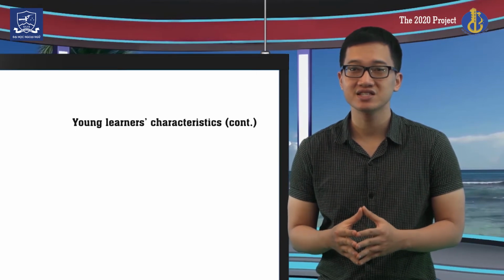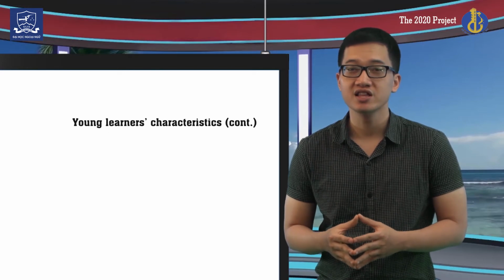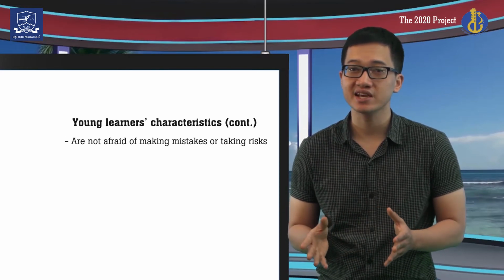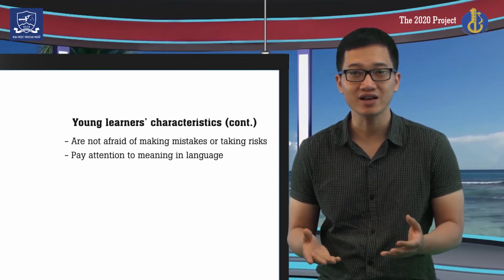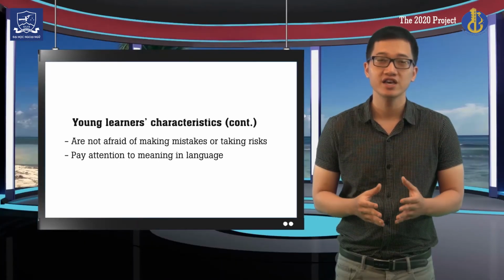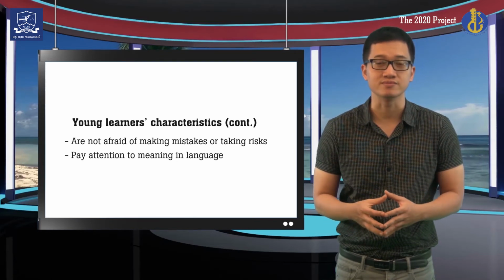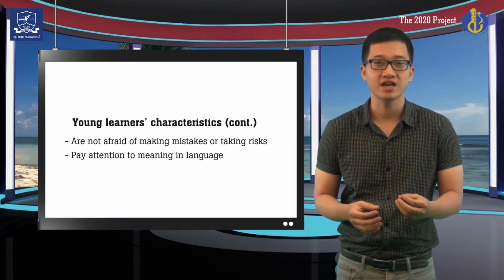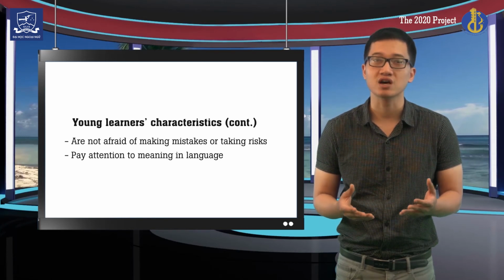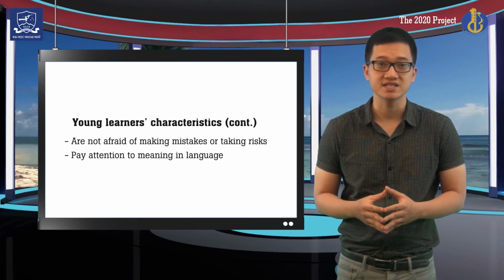The next characteristic is gold, or valuable in language learning. They are not afraid of making mistakes or taking risks, and they pay attention to meaning in language. That's why you should encourage them to produce English as much as possible in the classroom. The topics on facilitating spoken production and spoken interactions in Modules 7 and 8 are examples of how we can do that. But there could be more ideas.